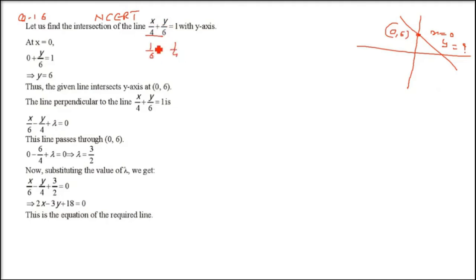We know how to do this. A line which is perpendicular to this one: in place of x by 4 plus y by 6, you put x by 6 minus y by 4 plus lambda equals 0. Because it is passing through (0, 6), put x as 0 and y as 6. Lambda will be 3 by 2. Put it back again. x by 6 minus y by 4 plus 3 by 2 equals 0.